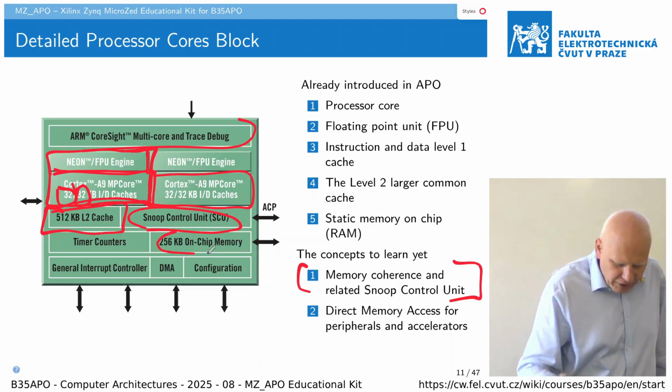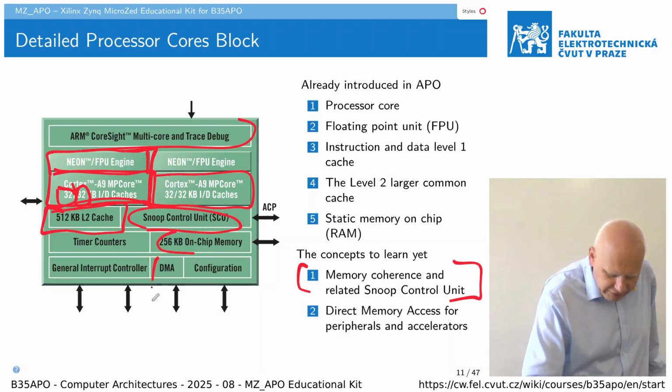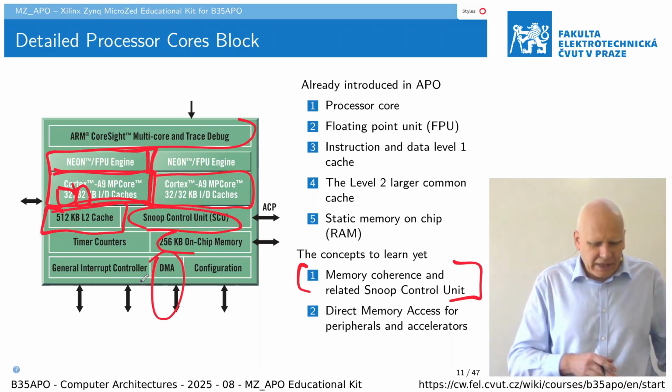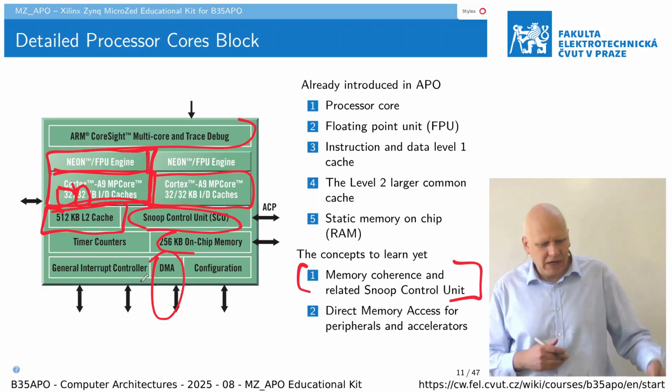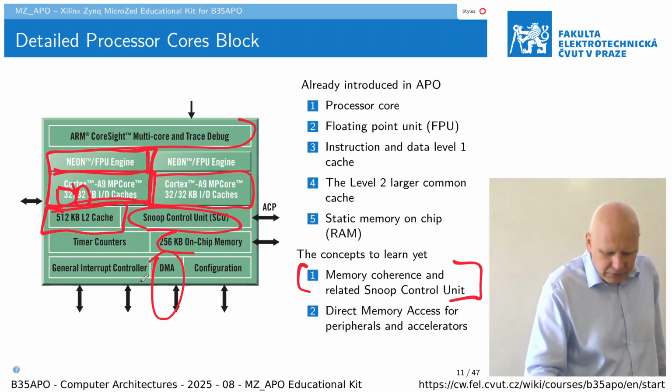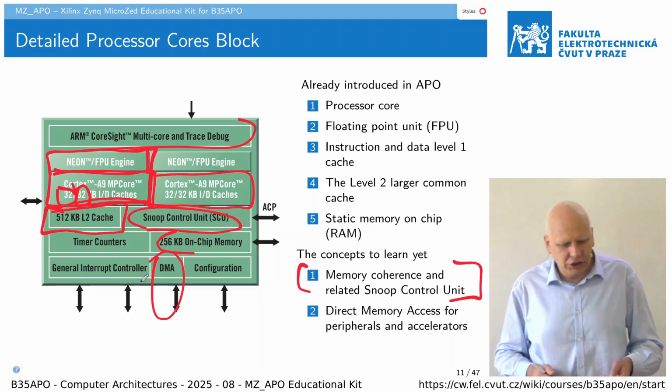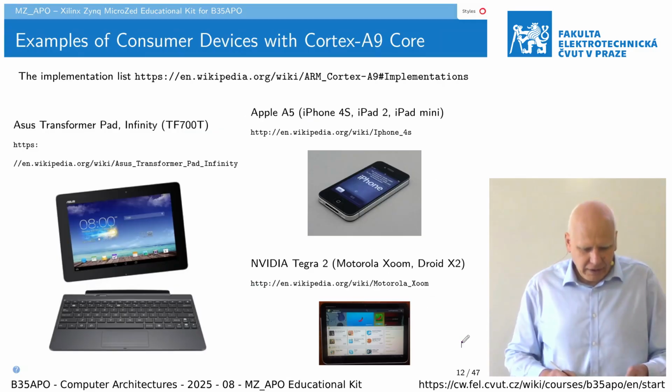Okay, static memory, it is simple. Then we have the direct memory access, which allows copying data directly from the memory to the peripheral or vice versa without the need for the processor to take care of each word and so on.